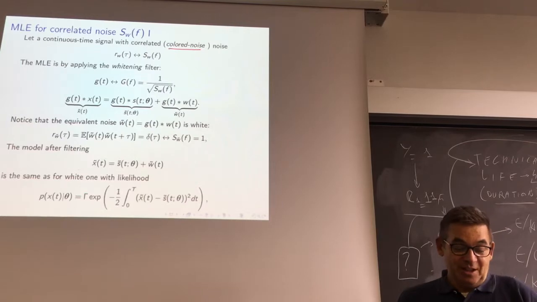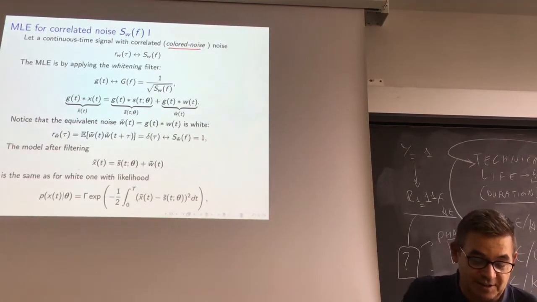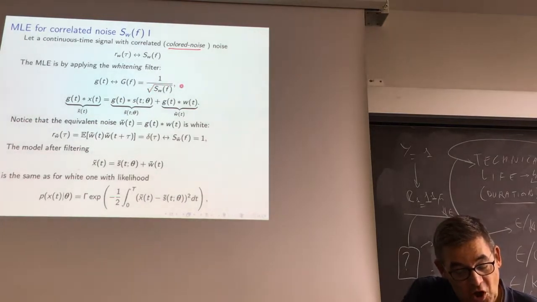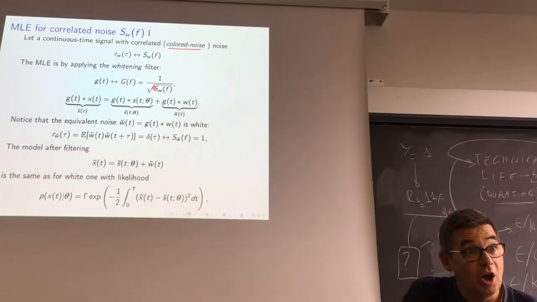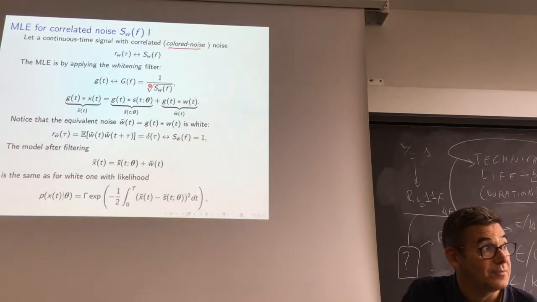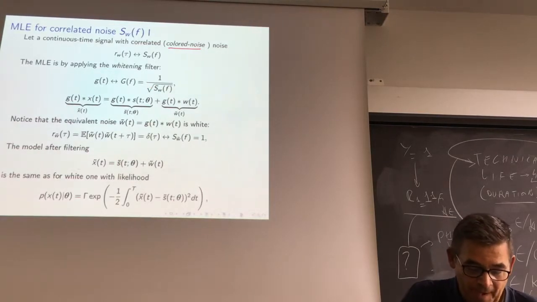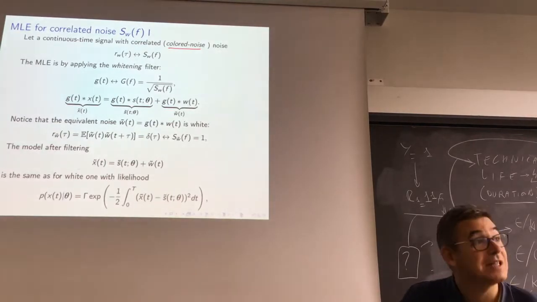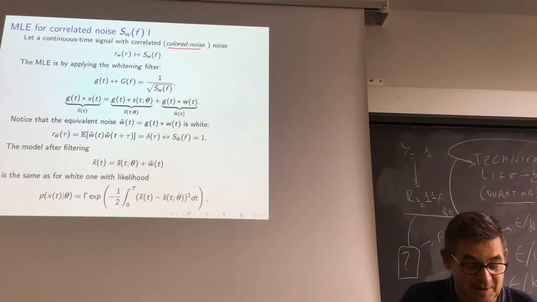Anyway, this is the whitening filter. It is g of t, which has a Fourier transform GF, and GF is 1 over the square root of the power spectral density. Then I make a small remark later about the square root of the power spectral density. Now let's see if this is truly a white noise.